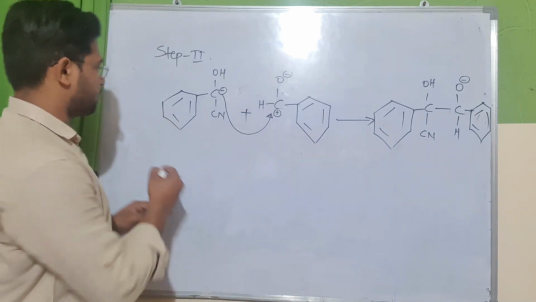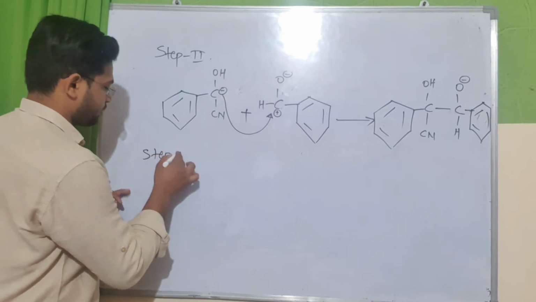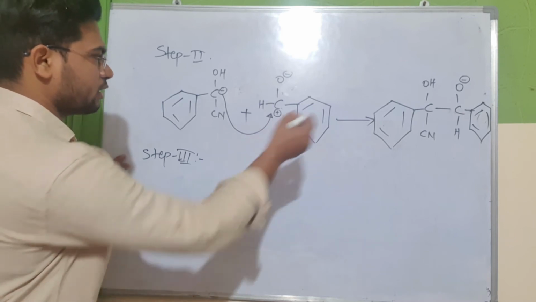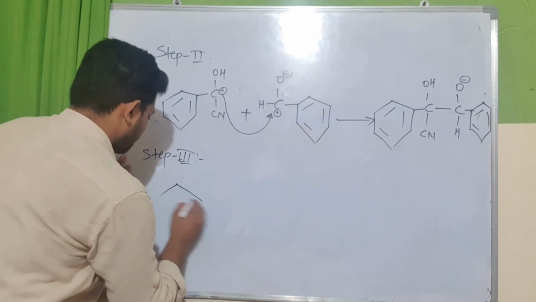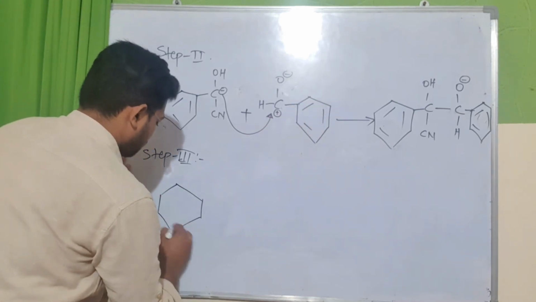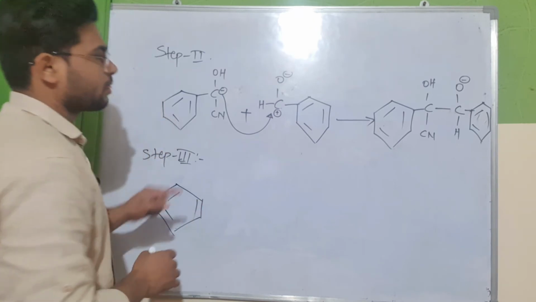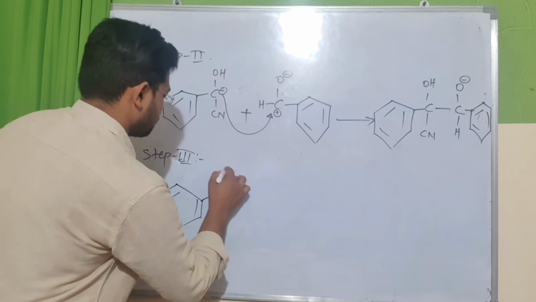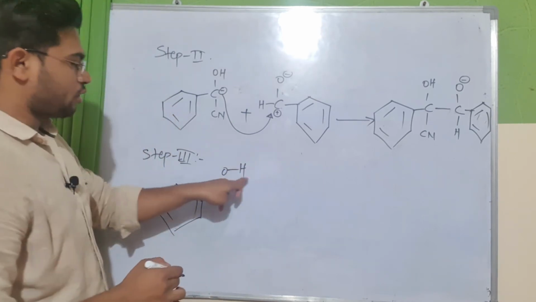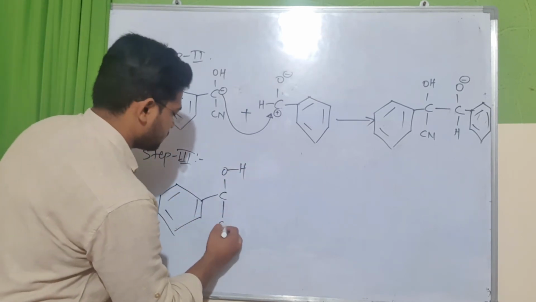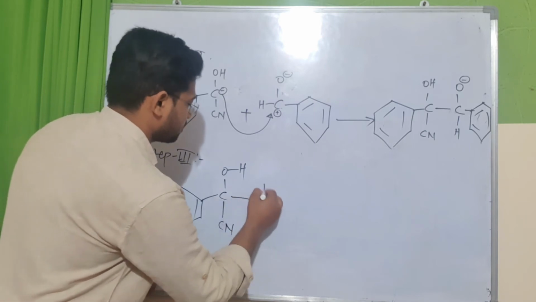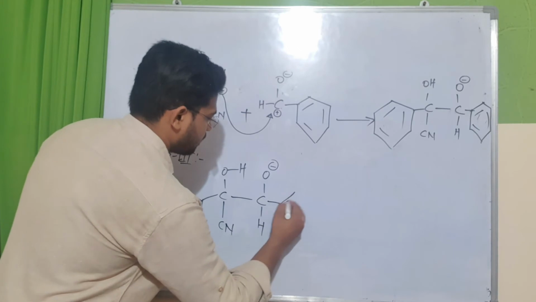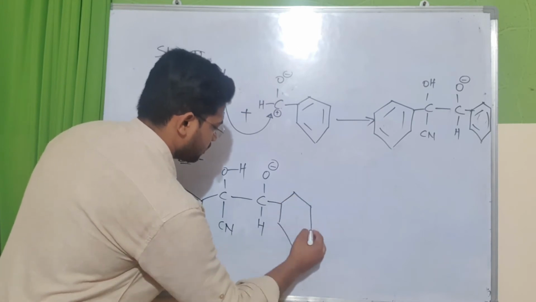Now the third step, the last step of this mechanism. Just simple, now we have to again write that structure. The product of the second step is the reactant for the third step. Here is oxygen. I will show this as an oxygen-hydrogen bond, and this cyanide, this carbon having an oxygen with a minus charge, and this hydrogen, and the remaining benzene ring.